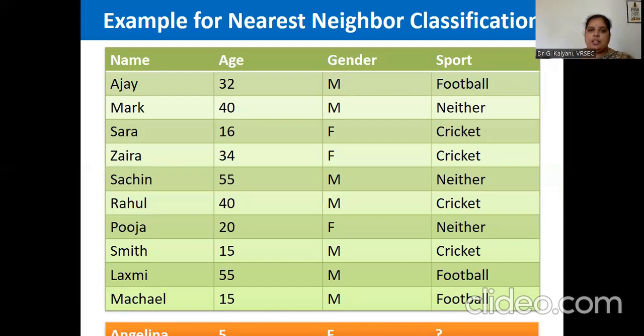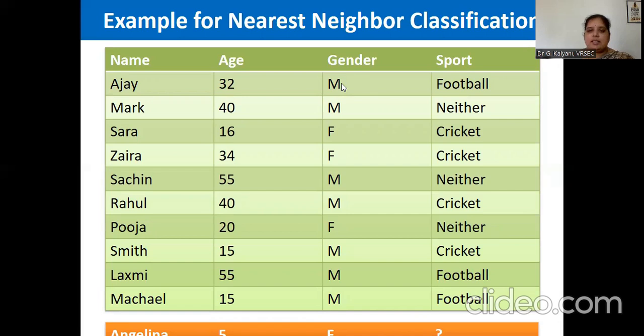Because gender has only two distinct values, male and female, we are replacing them with 0 and 1. So that age and gender both become continuous attributes and we can go for Euclidean distance calculation. Let us calculate the Euclidean distance between the given test instance and the first training instance. The first training instance age is 32 and the gender is M.